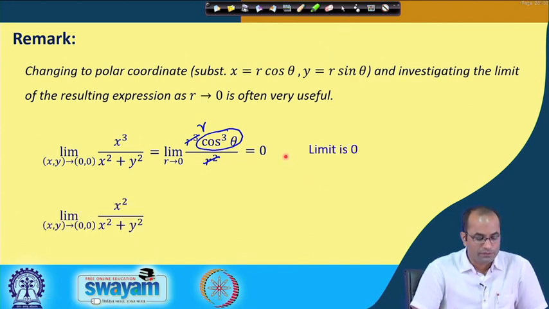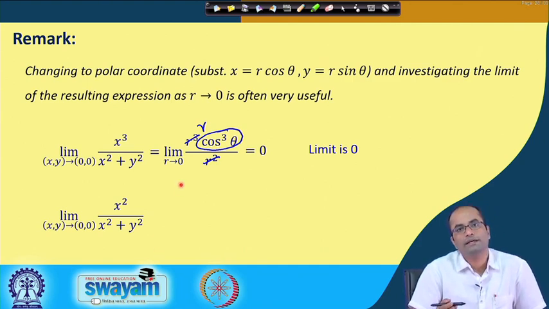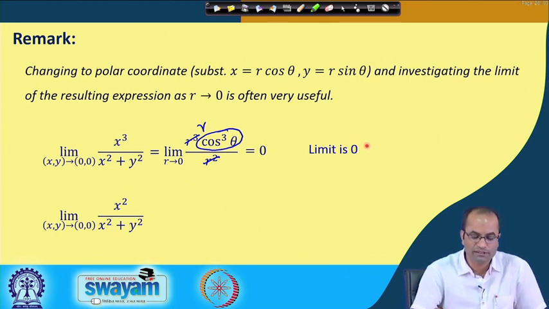So, the limit is 0. In another example, what we have seen, this changing to polar coordinates is also useful for determining that the limit does not exist. So, this was the case when the limit exists.